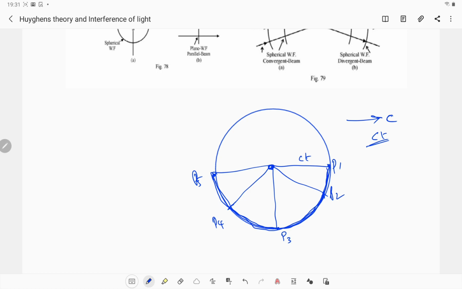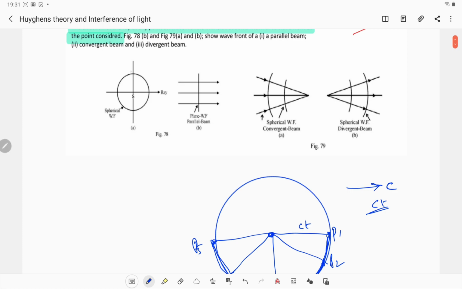If a source is a point, for this point source, the shape of the wavefront is spherical. So this is the spherical wavefront. Here is a point source. Therefore, when the source is point sized and it emits waves, the shape of the wavefront is spherical.